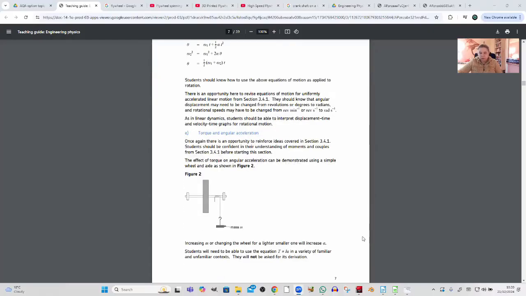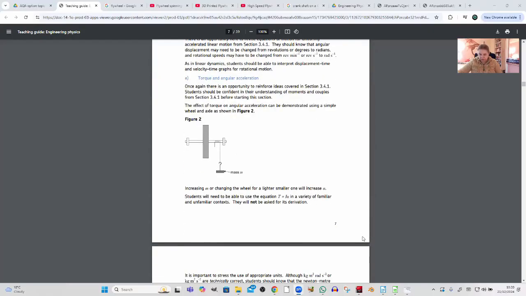Okay, so now the next thing that I want to show you is this torque and angular acceleration section. Moments is something that you already know, and a torque is basically a moment. So this is T for torque, and of course it's the force times the perpendicular distance from the pivot.